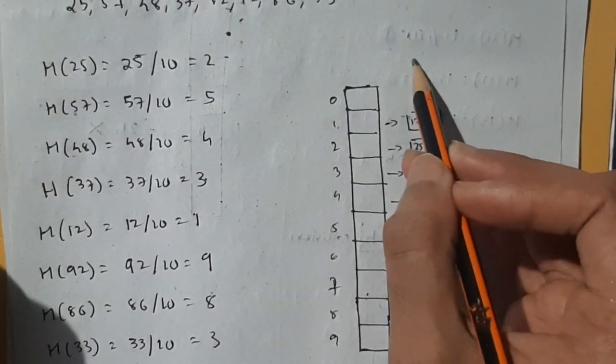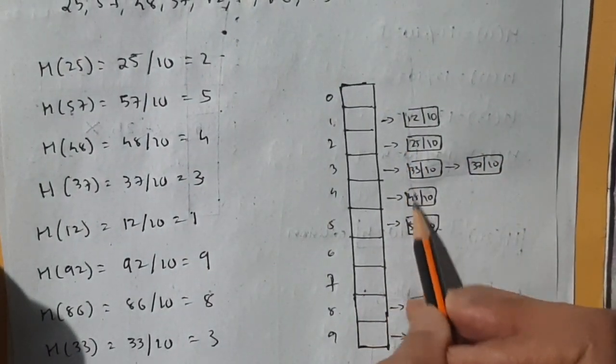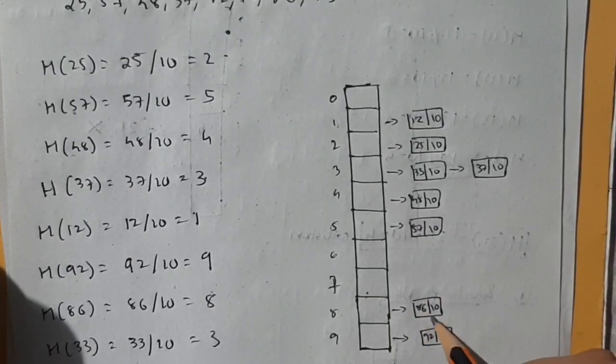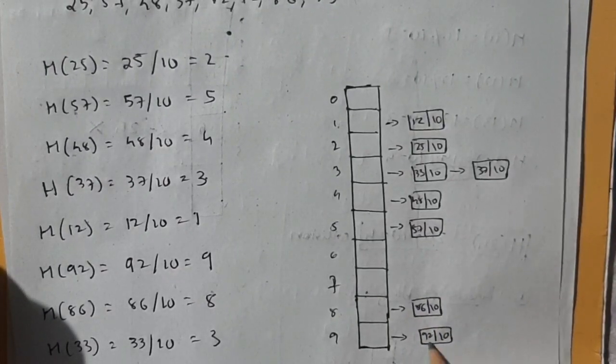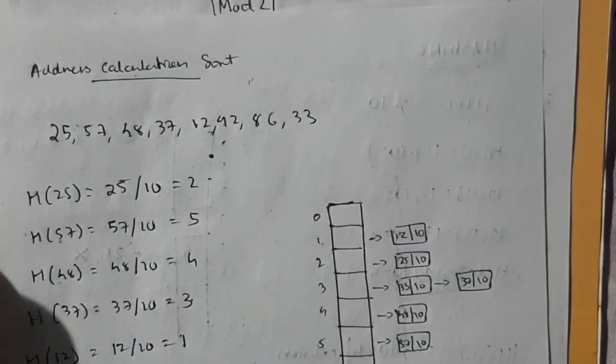So in that fashion, if you traverse in this form, first 12, then 25, then 33, 37, then 48, 57, then 86 and 92, you will get an order, right, in increasing order. That's the way of address calculation sort.